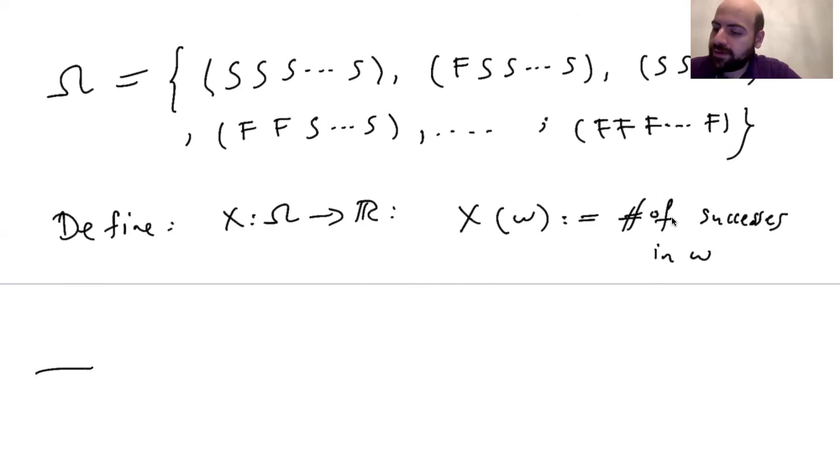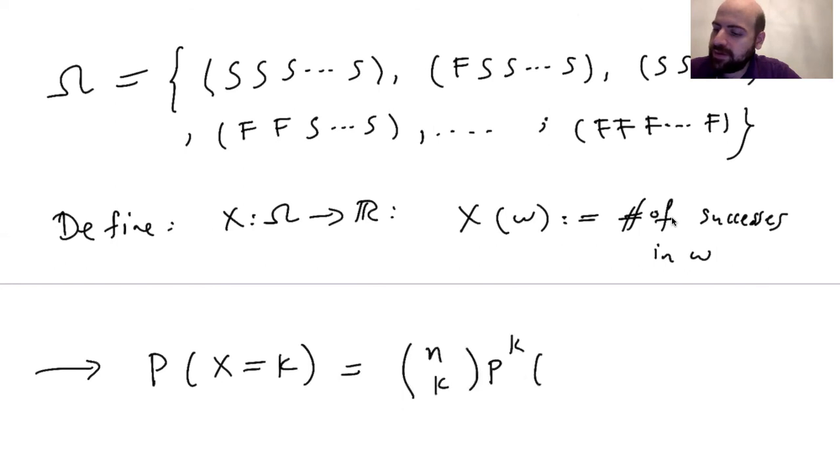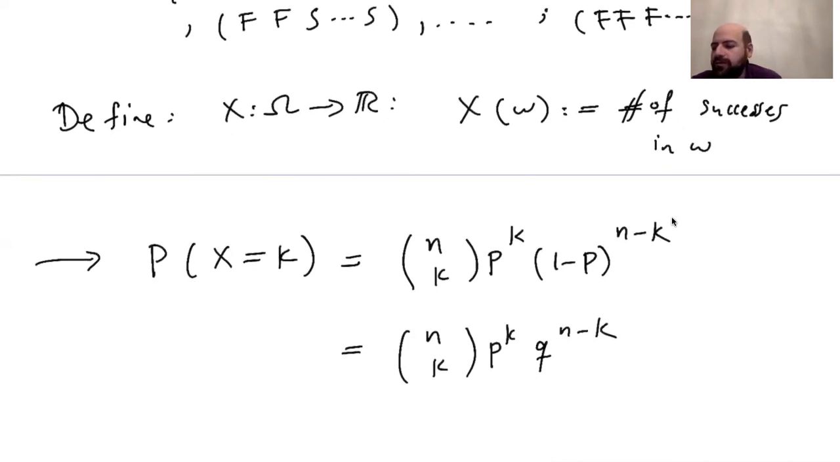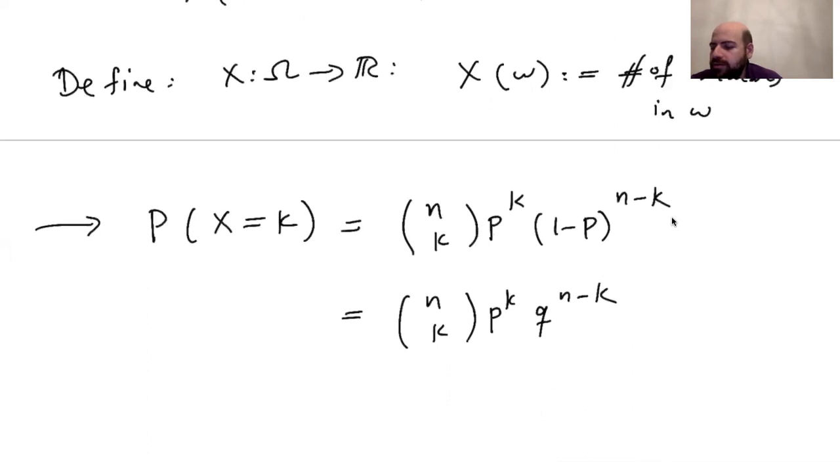Okay, then we can say that the probability of capital X equals K is equal to N choose K, P to the power K, and then Q to the power N minus K, or (1 minus P) to the power N minus K, which is the same as N choose K, P to the power K, Q to the power N minus K, for K between 0 and N.